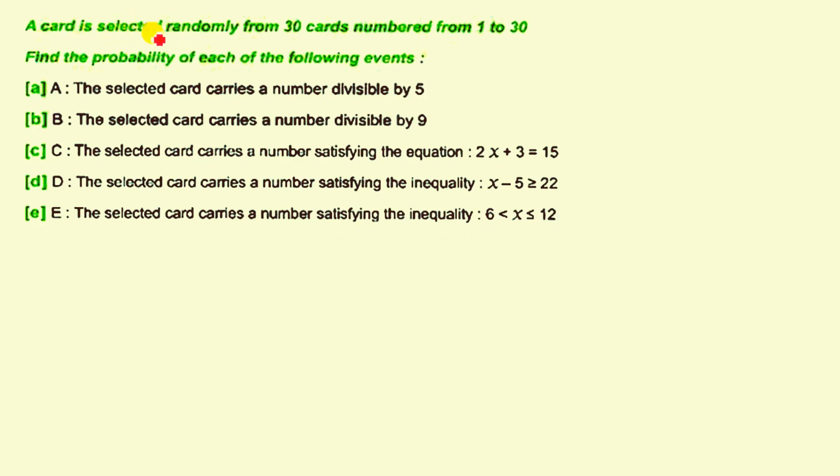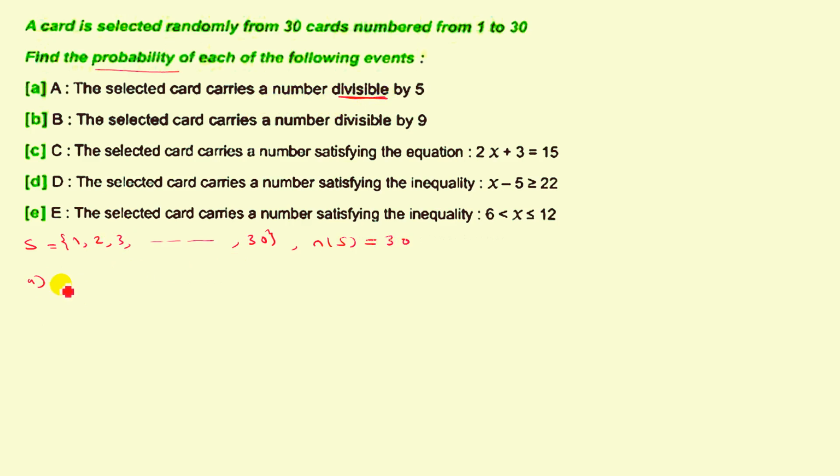A card is selected randomly from 30 cards numbered from 1 to 30. Find the probability of each of the following events. First, we write the sample space from 1 to 30: 1, 2, 3, 4 and so on till 30. How many elements are in the sample space? 30 elements. Letter A. The selected card carries a number divisible by 5.